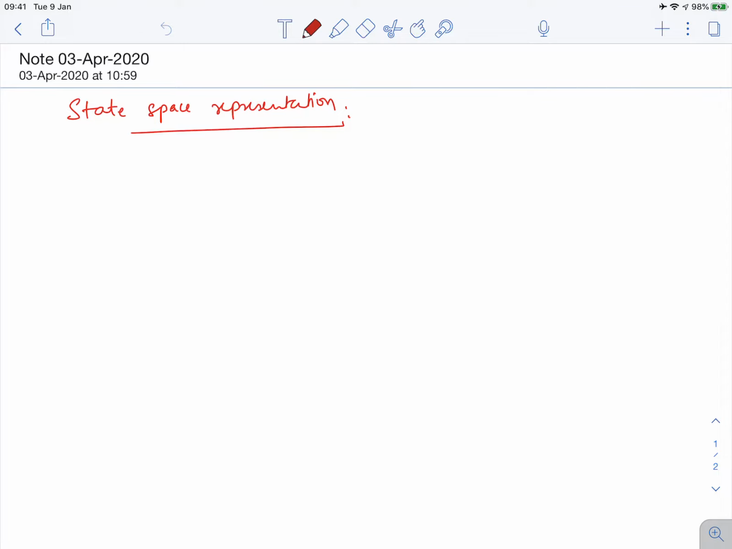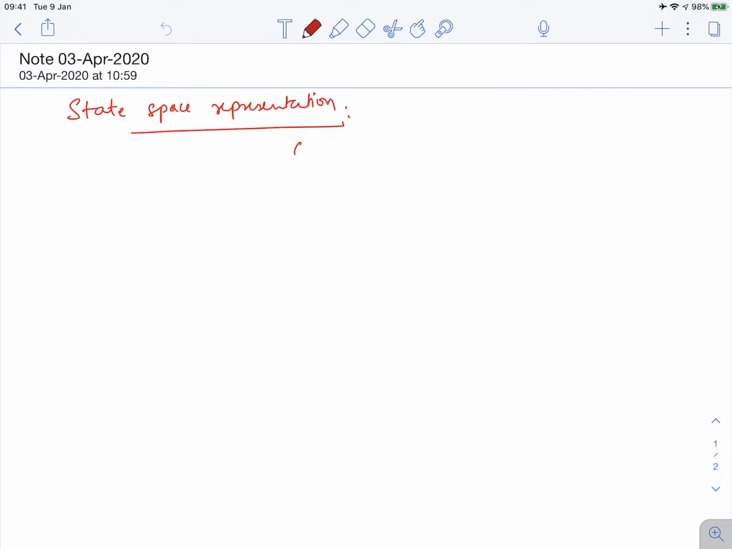So yesterday we were discussing the state space representation in its different forms. First of all, I think I'm audible to everyone. Okay, so quickly recall what representations we have selected.